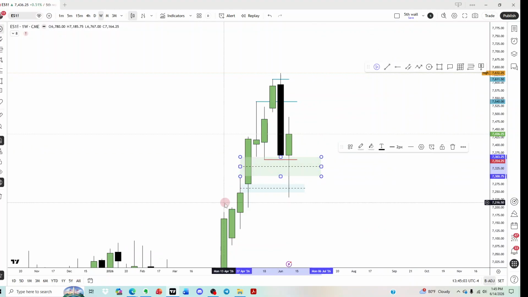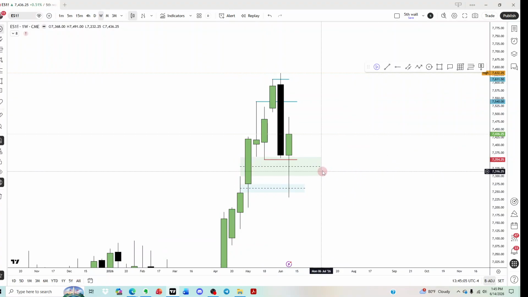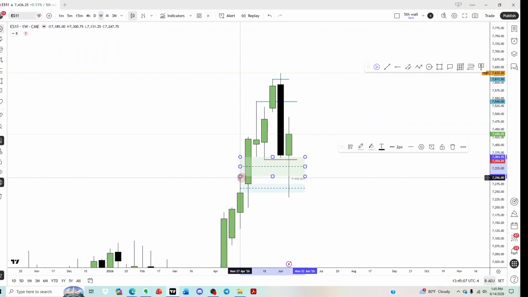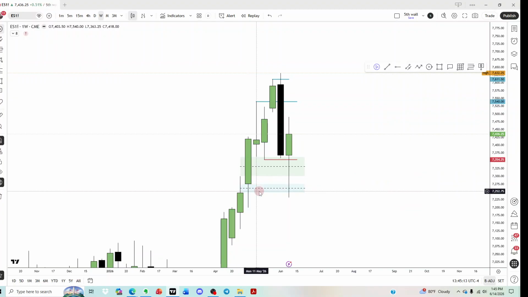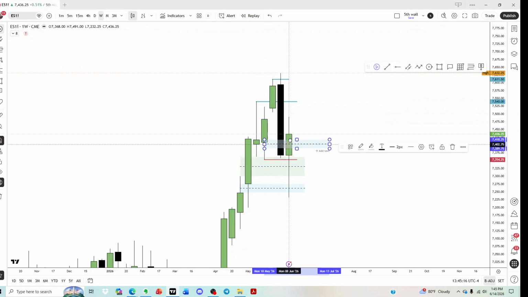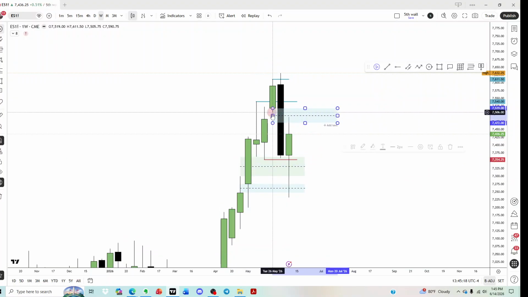I think yesterday I just grouped them together, kind of like this here. And then we also have a volume imbalance right here.